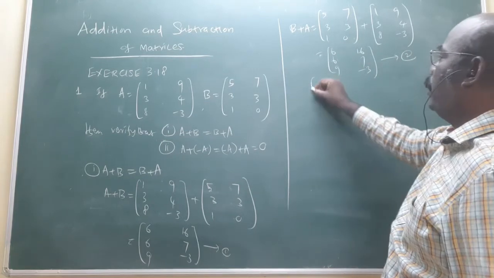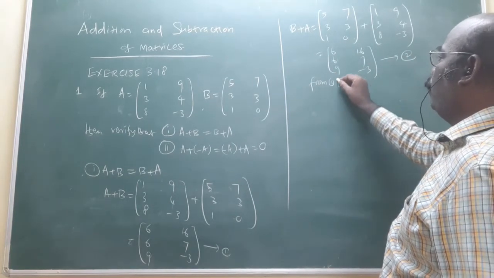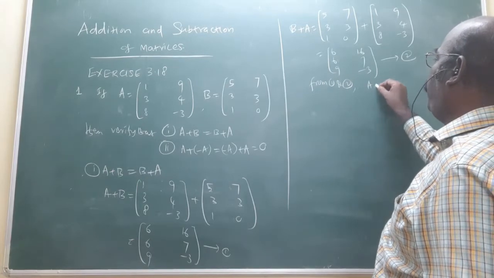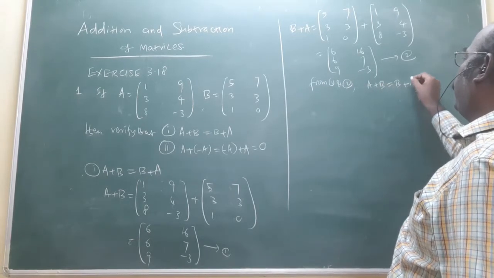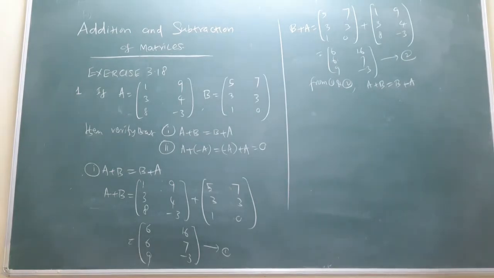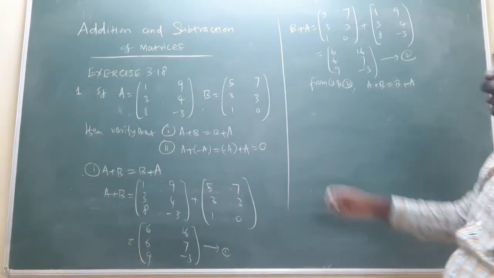Definitely, both will be equal. So from 1 and 2, what's the answer? A plus B equal to B plus C. That is the answer. In this way, you do it. Now, next subdivision.